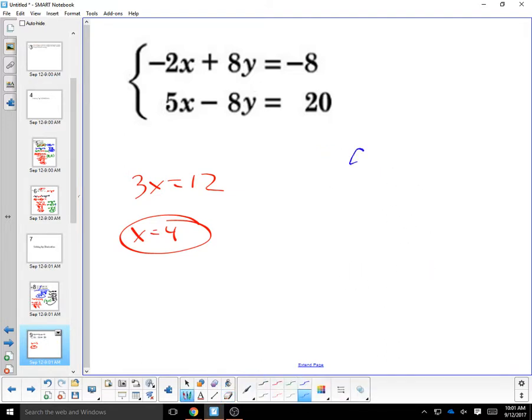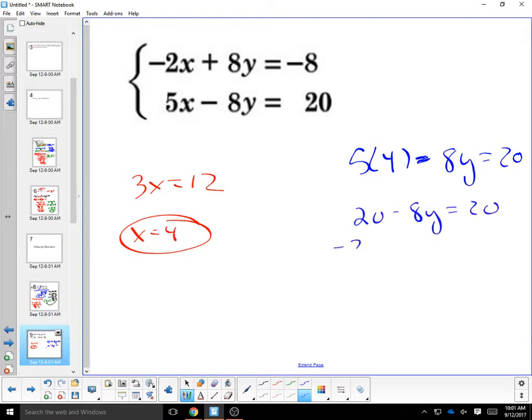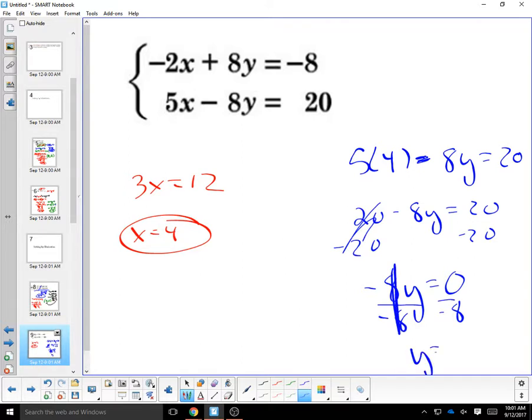So 5 times 4 minus 8y is 20, correct? So this is really 20 minus 8y is 20. If I take 20 from both sides, this is gone. I'm left with negative 8y equals how much? 0. So what did y have to be in order for me to get 0? 8 times something gives me 0. Now if you want to divide, you can. What is 0 of negative 8s? Still 0, even on a bad day. Solution, 4 comma 0.